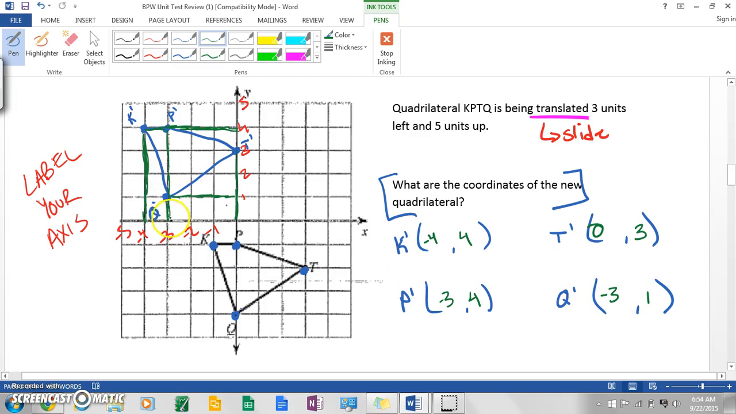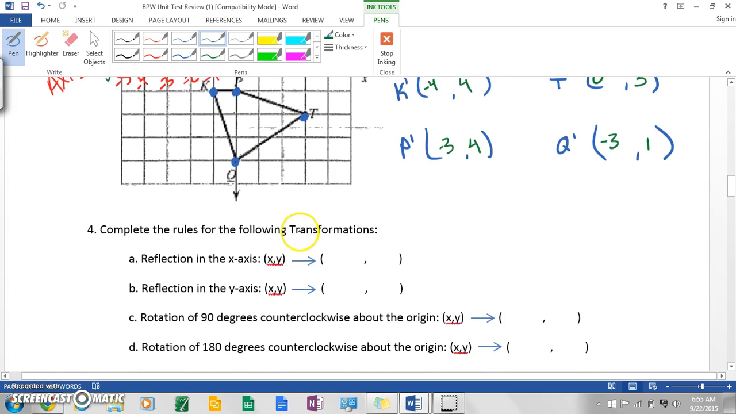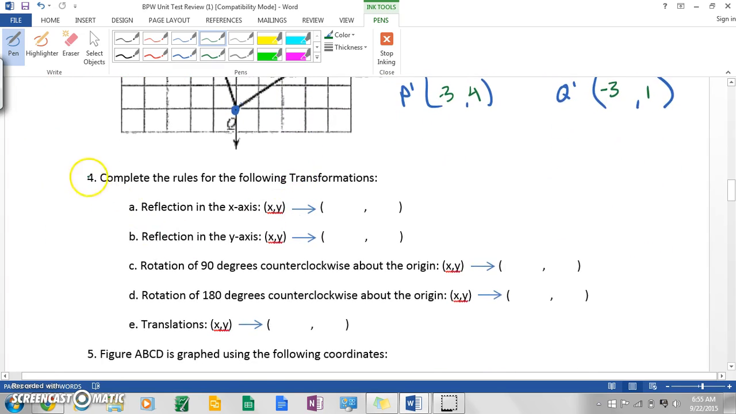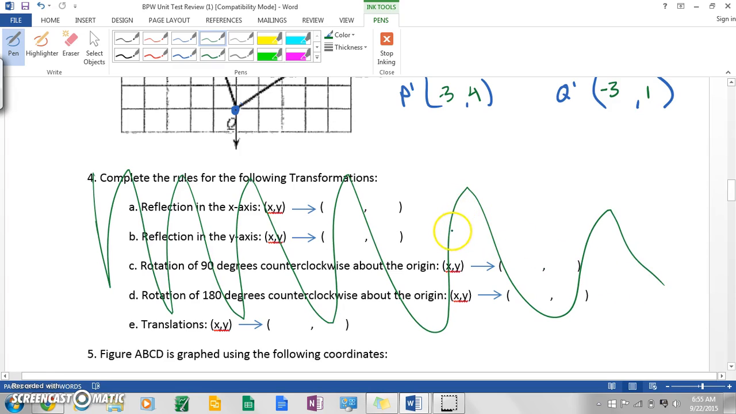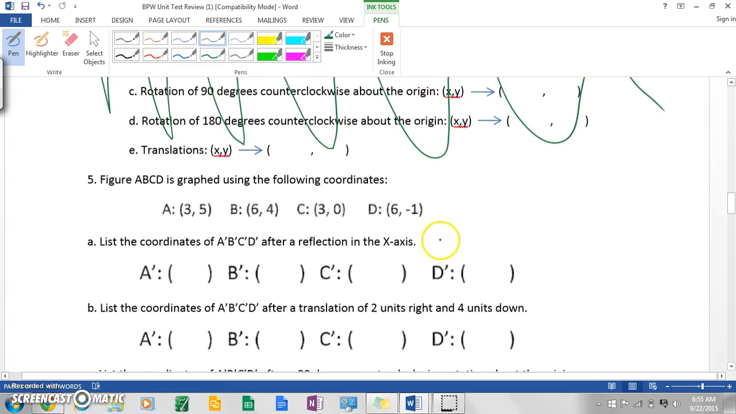It helps you to draw the lines like I do to help connect your X and Y axis. Go for it. Okay, if you can see how to label coordinates without doing that, feel free to do that as well. Okay, ignore 4. You can kind of cross that out. I'm not too worried about the rules. Okay, let's move down to 5.